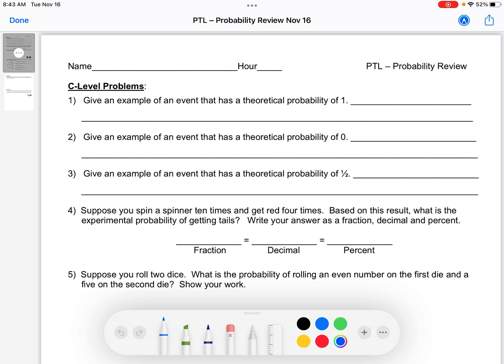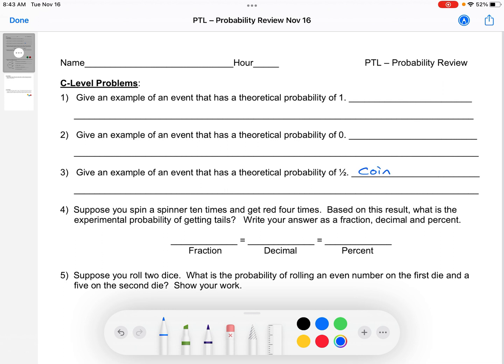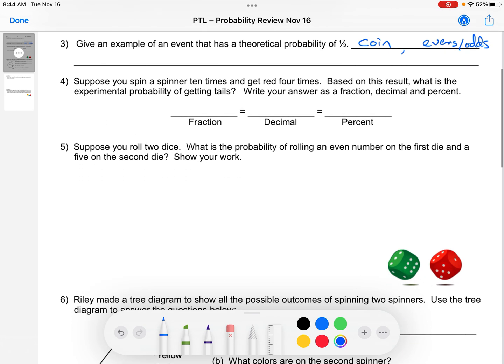Give an example of an event that has a theoretical probability of a half. That one makes a lot of sense to do a coin, right? Heads or tails. If you do a dice sort of thing, you could do evens and odds for that one. So there you go.